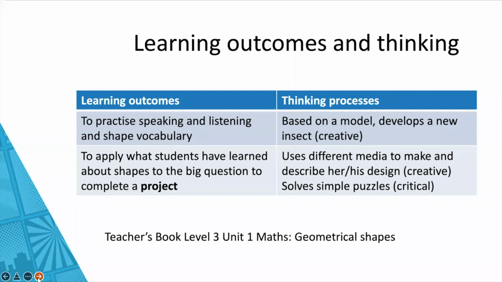And they're using different media to describe their design of the insect, and they're solving simple puzzles. Both the learning outcomes and the thinking skills are vital to help teachers to assess ongoing learning for CLIL lessons. For example, can students, or how well can students listen to or give instructions in order to color different geometrical shapes? How well can students apply their knowledge of shape vocabulary to describe an insect made of different shapes? Can students solve simple shape puzzles using accurate vocabulary?